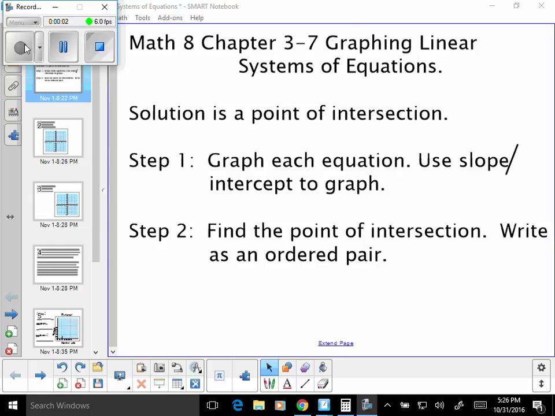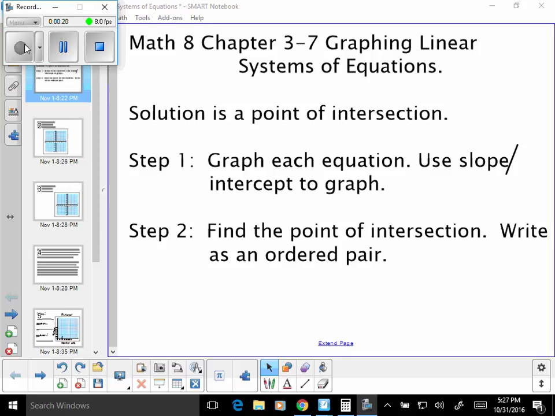Welcome back, 8th graders, for Chapter 3.7, Graphing Linear Systems of Equations. Before we begin, make sure that you have two different colored pens to graph these. If you don't, press pause, go get them, come back.